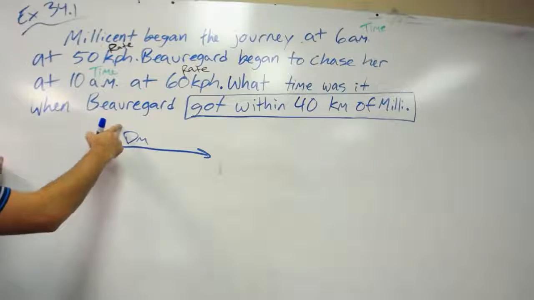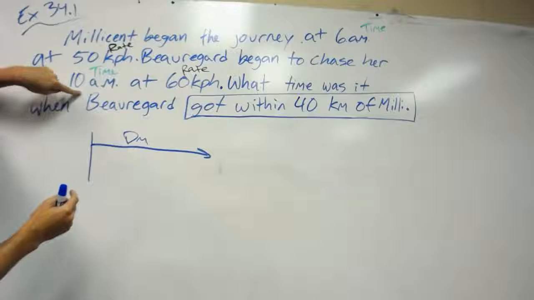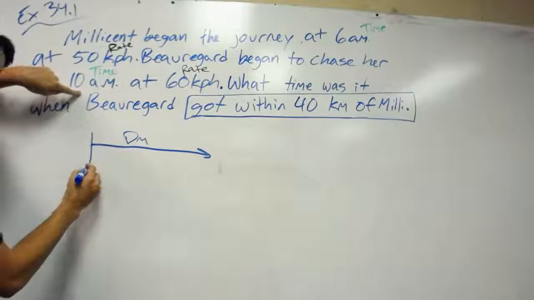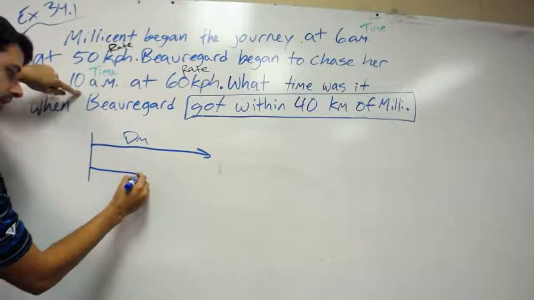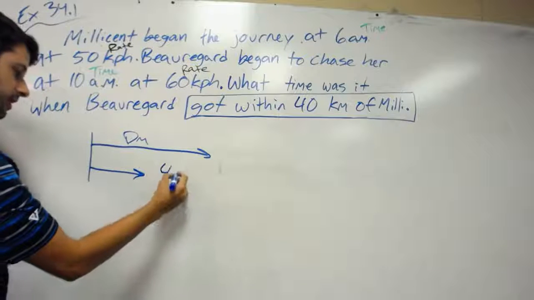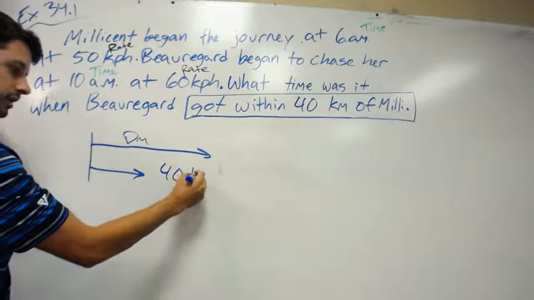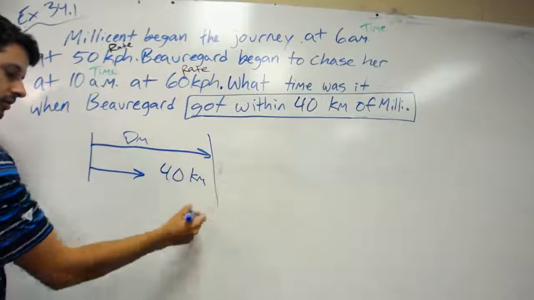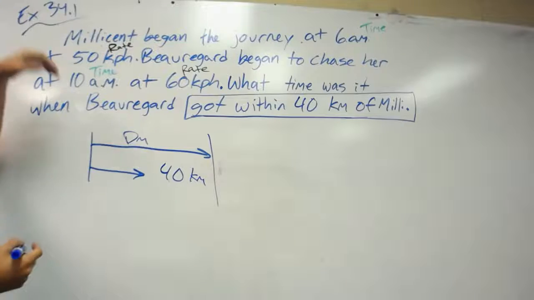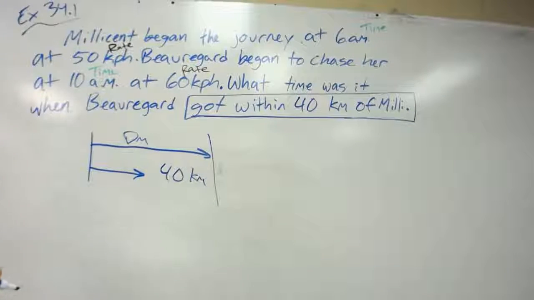Beauregard, now remember, he starts later. She's at 6 a.m. He's at 10 a.m. So he starts later, but he's only about this distance, and now he's 40 kilometers within Millicent. He's still got 40 kilometers to go before he reaches the point where Millicent is.